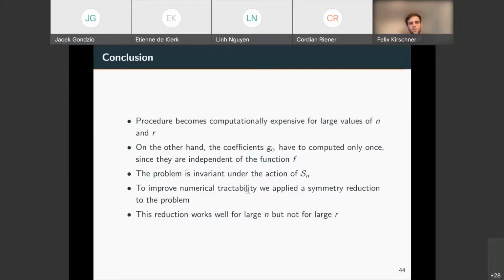To improve numerical tractability, we applied the symmetry reduction to the problem and then solved the symmetry-adapted problem, because otherwise we wouldn't have been able to go to level 25 in the bivariate case. It's very good news that the problem is symmetric, because it can be symmetry reduced. But the symmetry reduction works very well for large n, because the group is the symmetric group on n. For large R, fixing n, even with the symmetry reduction, increasing R still makes the problem intractable at some point.